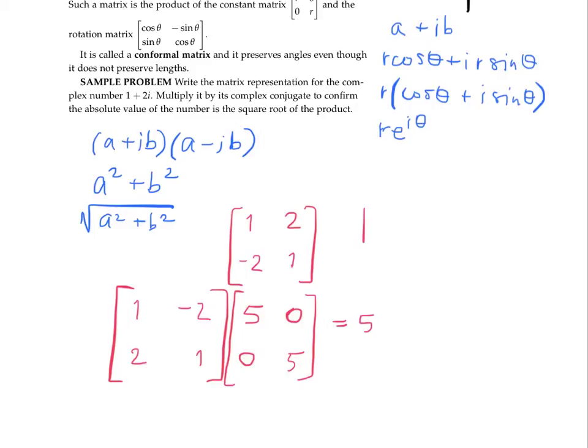Now, let's check. What's the modulus of 1 plus 2i? Well, that's the square root of 1 squared plus 2 squared, which happens to be the square root of 5. And so sure enough, yes, we get this is the square of the actual modulus, which happens to be root 5.